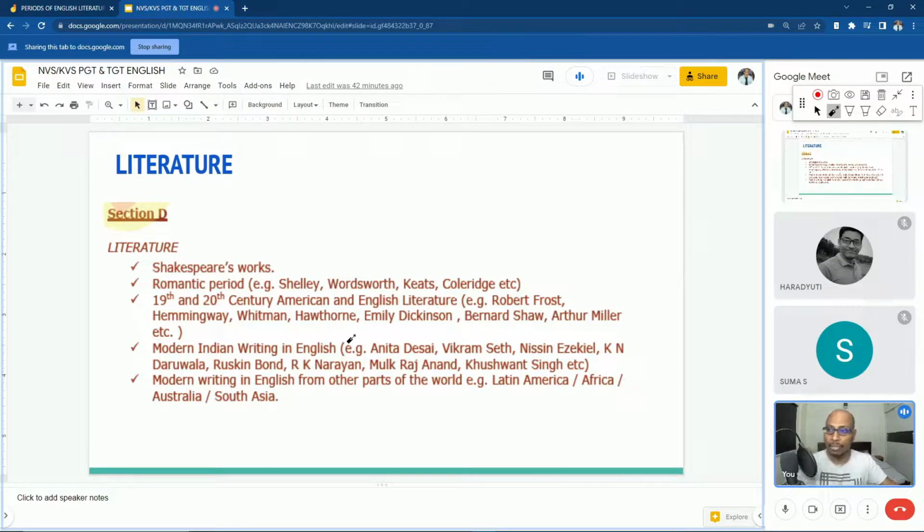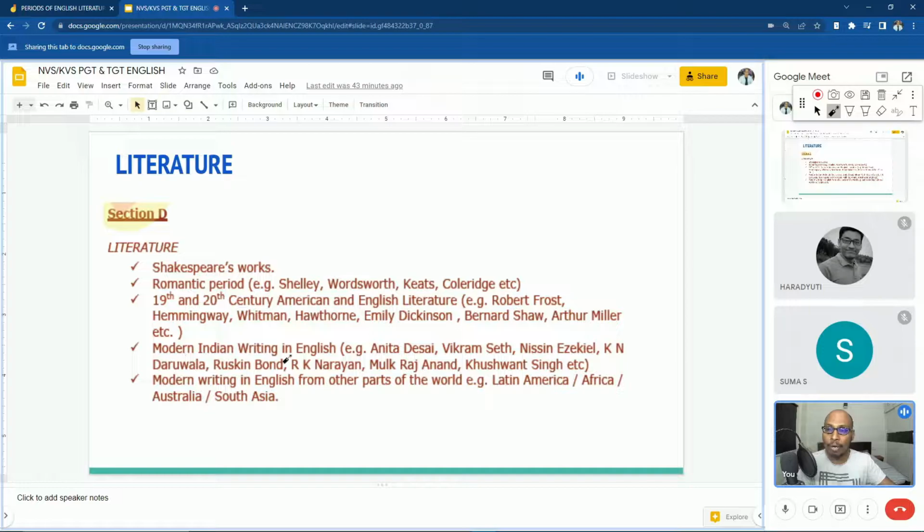If we glance through the syllabus for literature in NVS and KVS, we have Shakespeare's works. There is a lot of confusion, ambiguity, and lack of clarity about what works are important, what to study and how to study; we will crack that down in a very simple and easy manner. Then we have the romantic period, for example Shelley, Wordsworth, Keats, Coleridge and Byron. And then 19th and 20th century American and English literature, for example Robert Frost, Hemingway, Whitman, Hawthorne, Emily Dickinson, Bernard Shaw, Arthur Miller, etc. So we are going to go through the 19th and 20th century American and English literature part also.